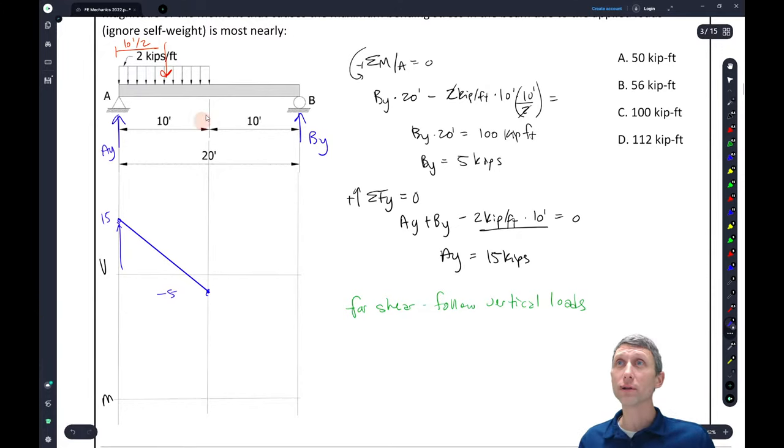So what does that mean? What we're going to do here is find our area. Our area is going to equal 1/2 of 14 kips times 9.33 feet. Area one is 0.5 times 14 times 9.33.